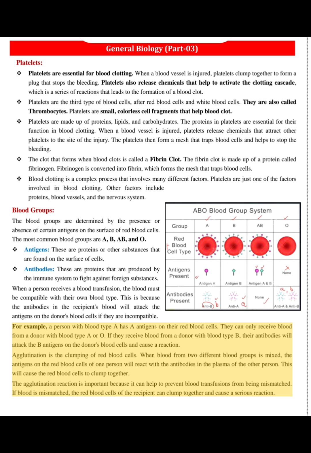Agglutination is the clumping of red blood cells. When blood from two different blood groups is mixed, the antigens on the red blood cells of one person will react with the antibodies in the plasma of the other person. This will cause the red blood cells to clump together. The agglutination reaction is important because it can help to prevent blood transfusions from being mismatched. If blood is mismatched, the red blood cells of the recipient can clump together and cause a serious reaction.